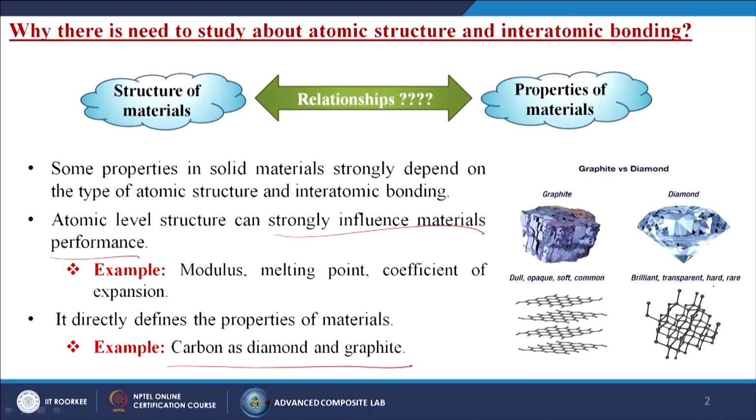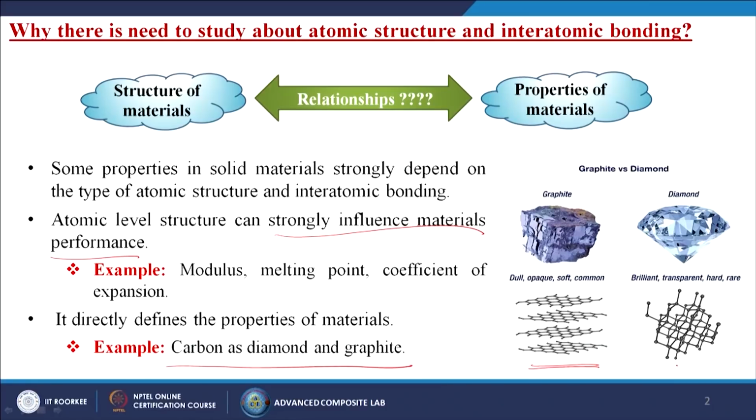When we talk about diamond, it is very brilliant and transparent, glittering and reflective in nature. It is very hard, and it is also a rare material because it is not easily available. You can prepare artificial diamond, but with the help of high end equipment. Generally you can see the crystal structure of graphite, and you can see the crystal structure of diamond also.